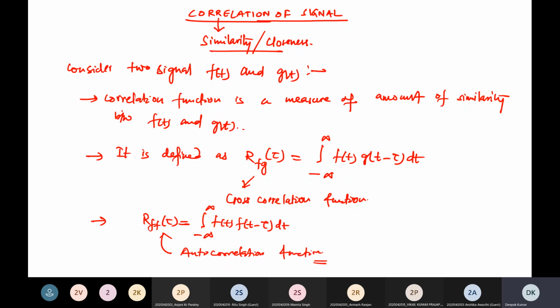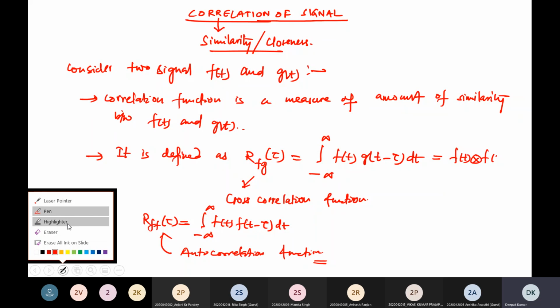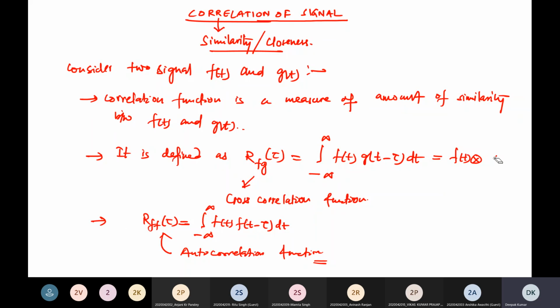So this is a very simple technique. The formula is somewhat similar to the convolution. So you can also find this autocorrelation by using the convolution technique. How is this convolution technique applicable? See, f of t and g of t are taken as the two functions, and the convolution of f and g is calculated, and after that put the value of t equal to minus tau.